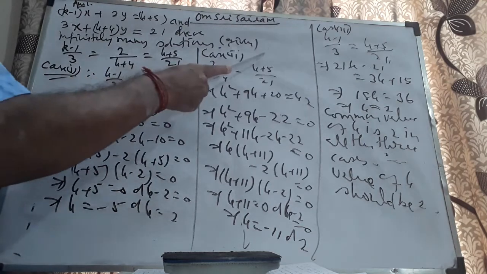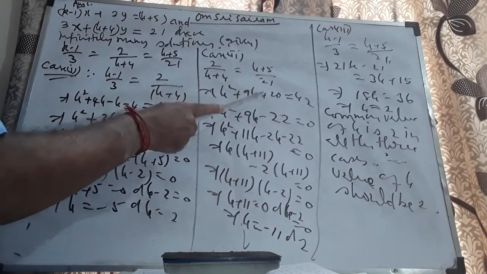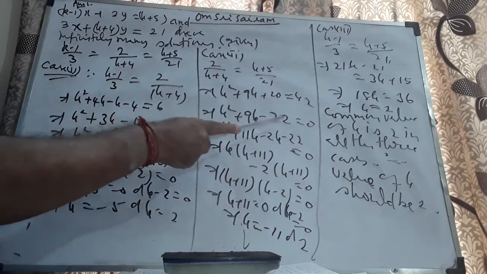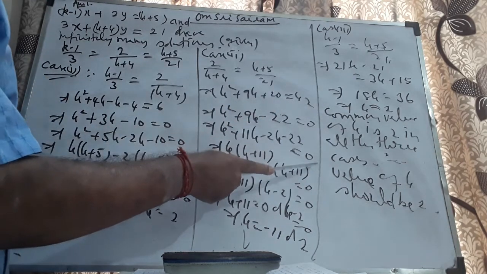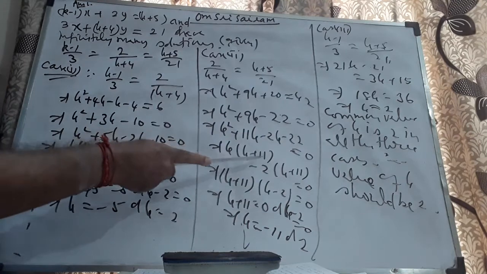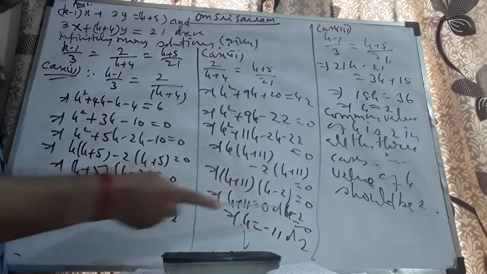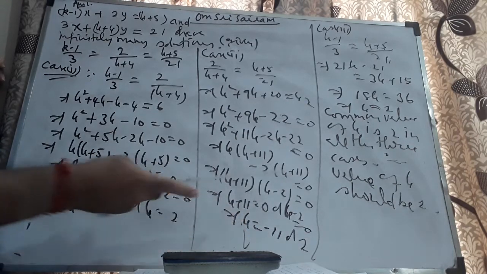2 by k plus 4 is equal to k plus 5 by 21. k square plus 9k, 5k plus 4k is 9k plus 20 minus 2 into 21 is 42. k square plus 9k minus 22 is 0. k square plus 11k minus 2k minus 22 is 0. I'll split the middle term. k into k plus 11 minus 2 into k plus 11 is 0. k plus 11 into k minus 2 is 0. k plus 11 is 0 or k minus 2 is 0. k is minus 11 or 2.